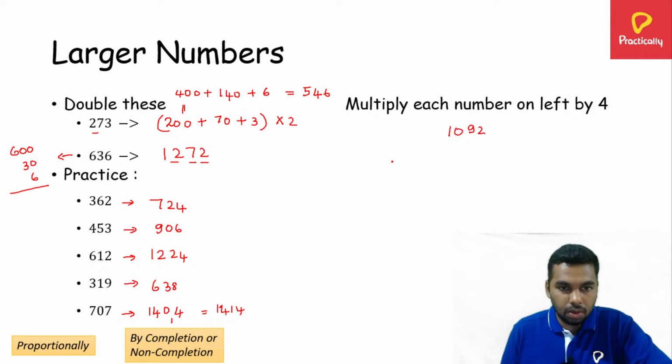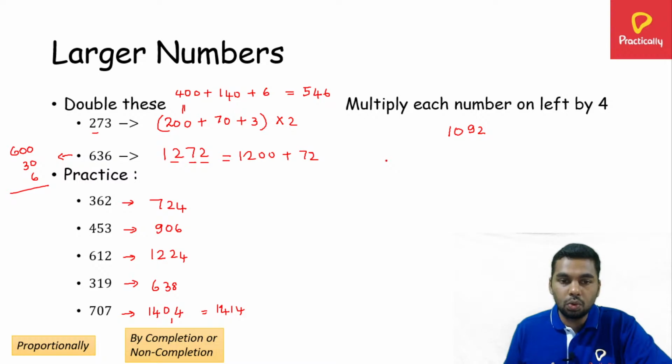1092. All right. Now double of 636. That's also convenient. Double of 636 is already computed, which is 1272. I just have to double this. What is the double of 1272? Yes, to compute it, you have to split the number. So 1200 plus 72. What is double of 1200? It is 2400. 2400 plus the double of 72, which is 144. So 2400 plus 144, 2544. 2544 is the answer.